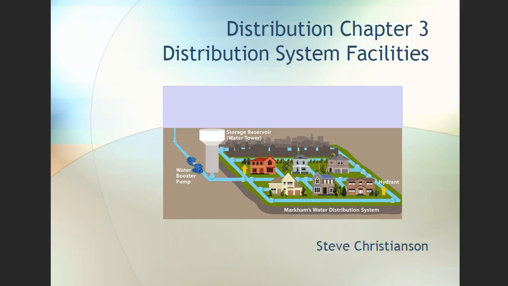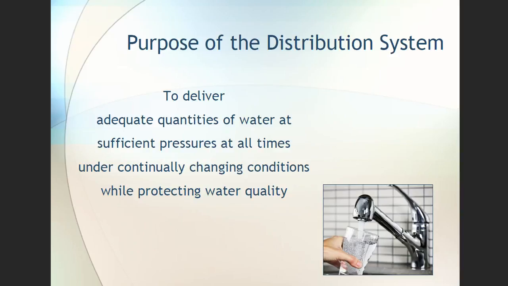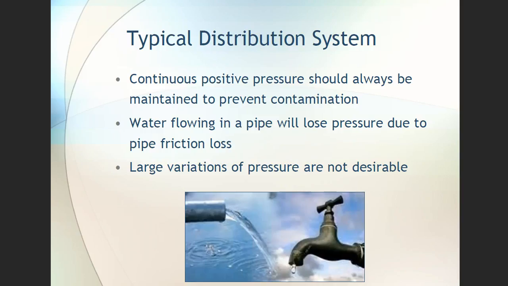Let's talk today about distribution system facilities. What's the purpose of the distribution system? It's to deliver adequate quantities of water at sufficient pressures at all times under continually changing conditions while protecting the water quality. A typical distribution system.